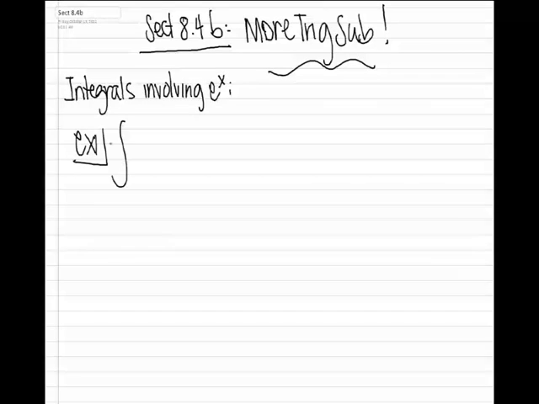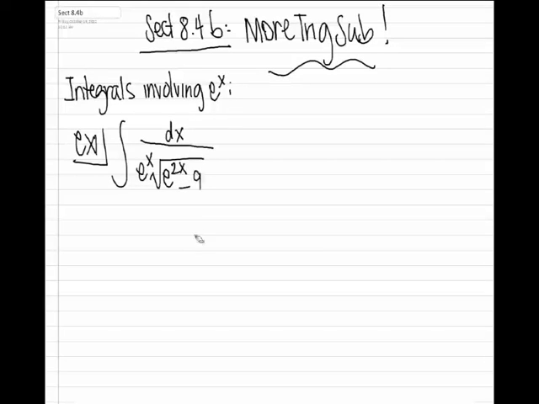So we've got, for this one, dx over e to the x square root of e to the 2x minus 9. So it looks a little bit different. You guys may be able to recognize it as one that requires trig sub because this is kind of like a u and a u squared minus 9. But it's not just u and a u squared minus 9. So let's do a u substitution first.